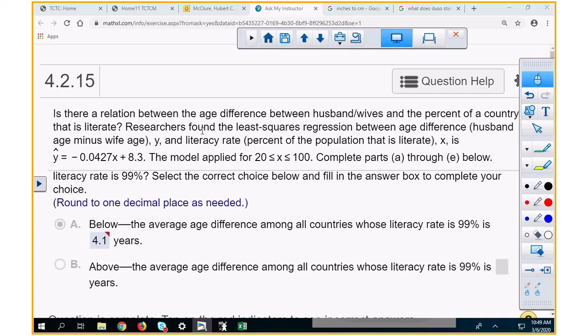You know, this is wrong. They shouldn't do stuff like this. In other words, if you are literate, you're going to marry an old man probably. No, I don't know.